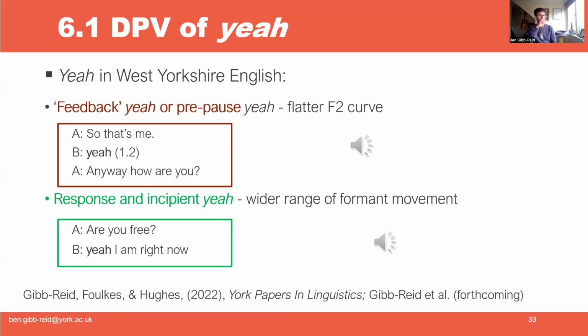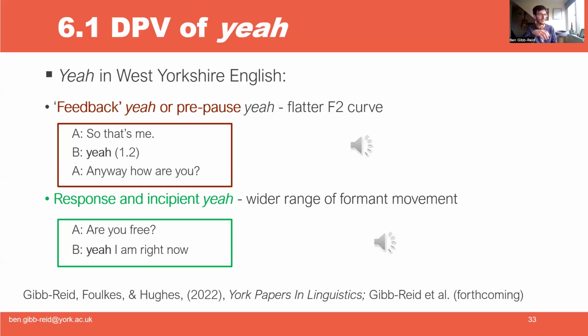So if you had speaker A saying, so that's me, speaker B saying yeah, and speaker A saying anyway, how are you? It might sound like this. Very little movement between the approximant, if there even is one there, and the vowel. It's a very flat F2 curve. That's what I was measuring there.